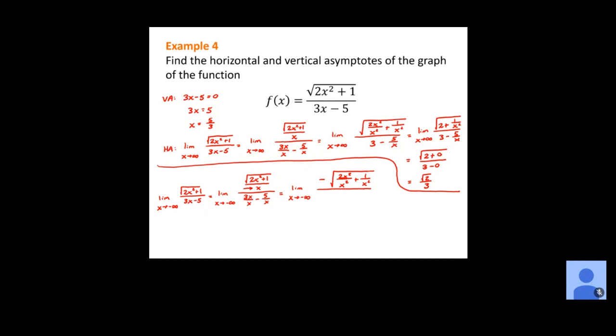All right, now, denominator is still going to simplify the same way. 3x over x still going to give us 3. And we have our 5 over x. Come down here and finish this out. Simplify the numerator. We have our negative on the outside now. This is going to give us 2 plus 1 over x squared, and then 3 minus 5 over x. Left off my limit.